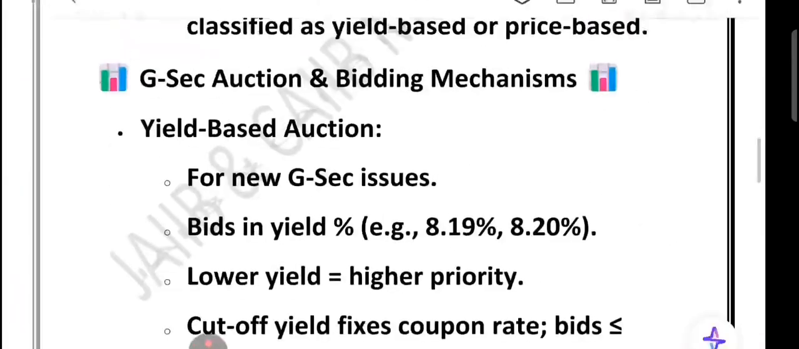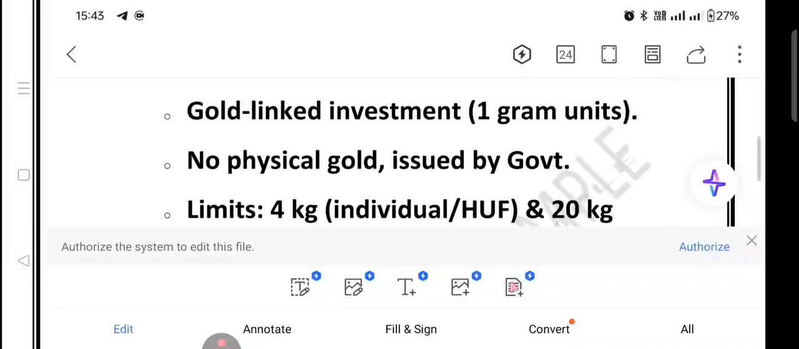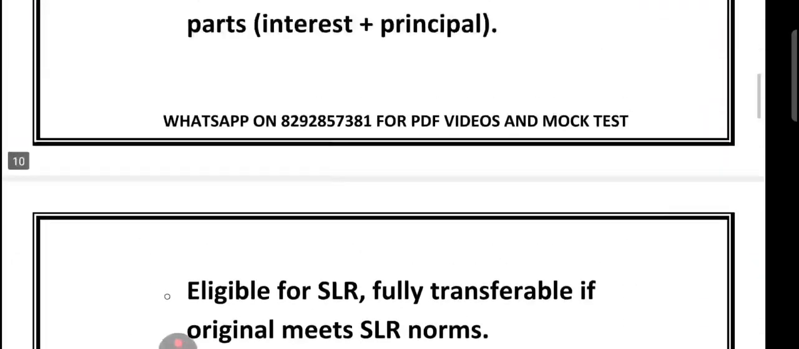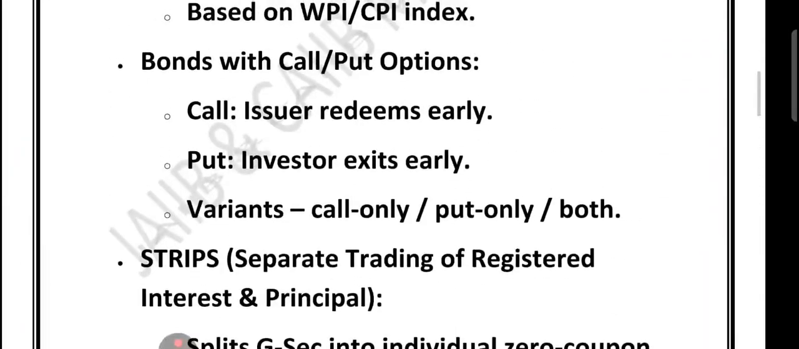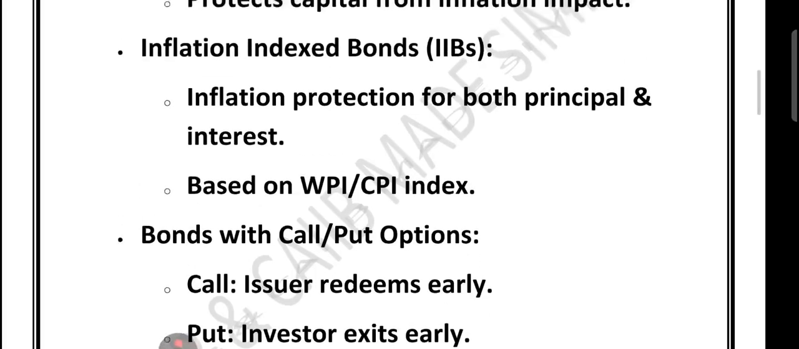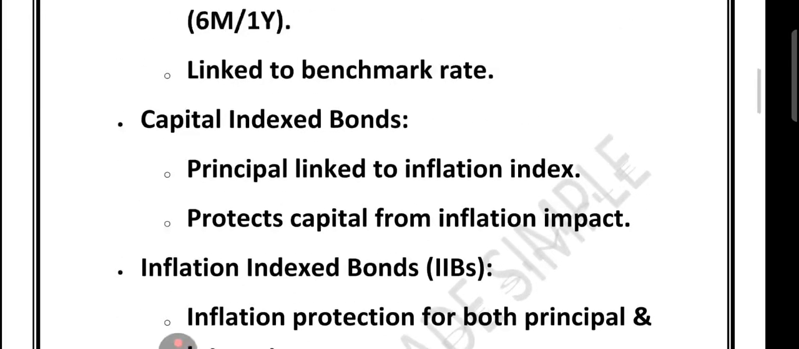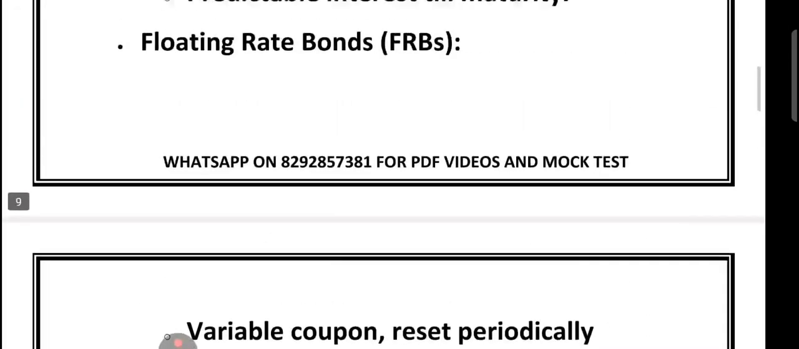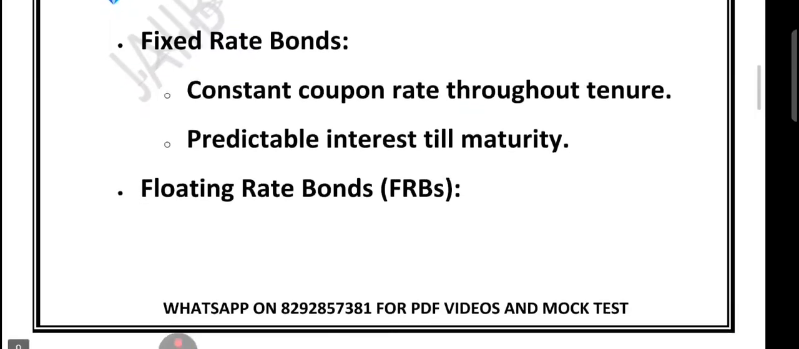So friends, let's recapitulate what we have covered in these two slides. So we started with the fixed bond. I told you that fixed bond offer you a stable return. They are issued at a constant rate. That's why the name is fixed bond, fixed rate bond.